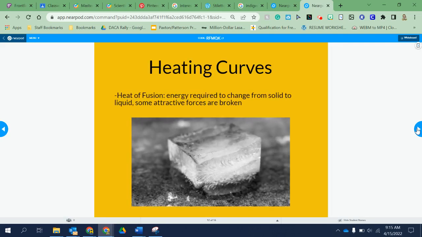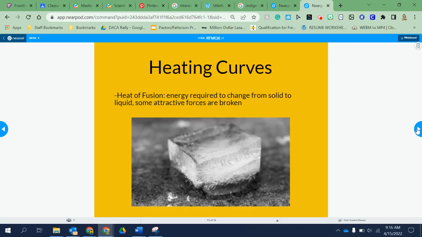And so here again with these heating curves, remember these terms, right? There's going to be two terms, heat of fusion and heat of vaporization. So remember what they mean. Because here at 0 degrees, you see right here the definition, heat of fusion is the energy required to change from a solid to a liquid, right? Some attractive forces are broken. So this is why it's no longer going to be in that solid cube shape. Now it's turning into like a puddle, right?